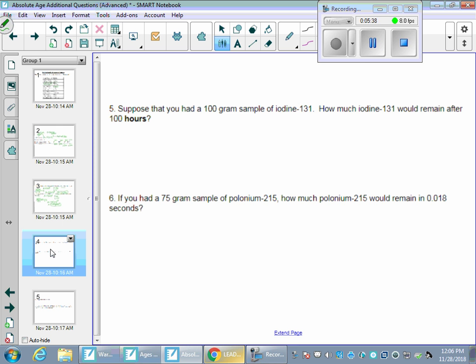For question number 5, we have the same type of thing, except we have to do an additional step here. It says, suppose that you had a 100-gram sample of iodine-131. How much iodine-131 would remain after 100 hours? I know that I start with 100. Now I need to figure out T.